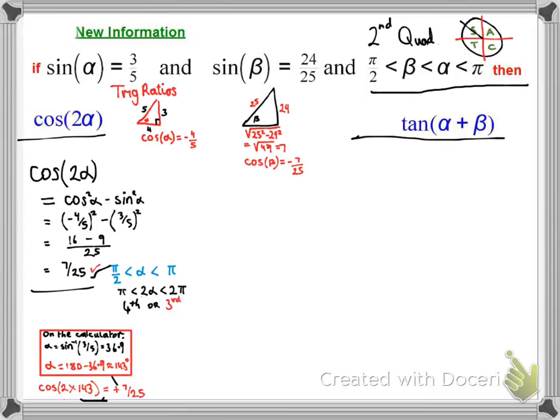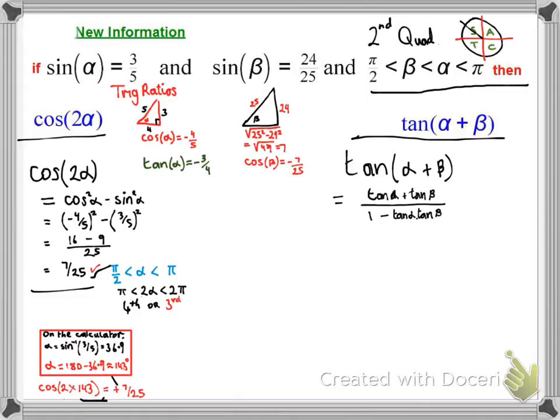So to work on this one, what I need to do is first make a connection with tan of plussing two angles together. So that formula is, looking up my formula sheet, there it is: tan of alpha plus tan of beta divided by 1 minus tan alpha times tan beta.